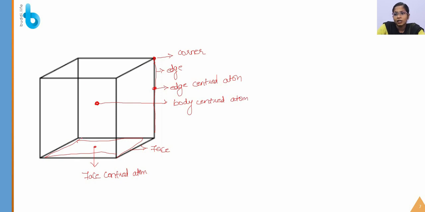And then the diagonal in the face is known as face diagonal. And then the diagonal in the whole unit cell is known as body diagonal.